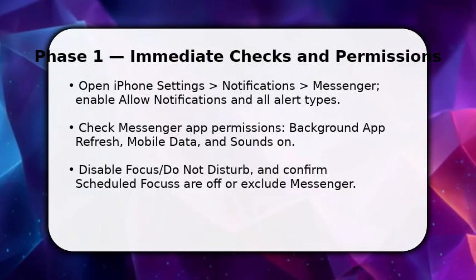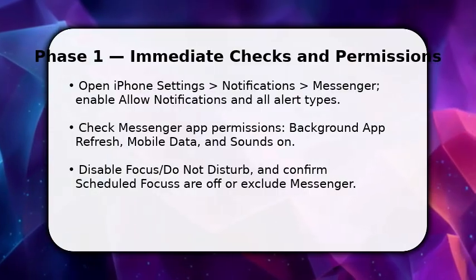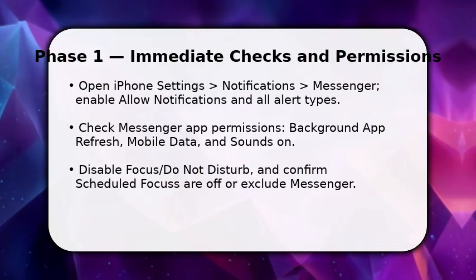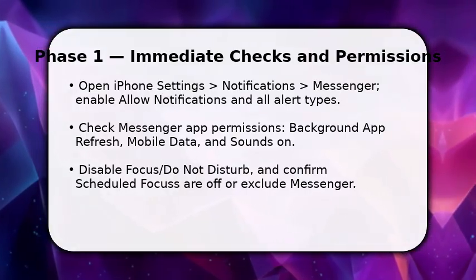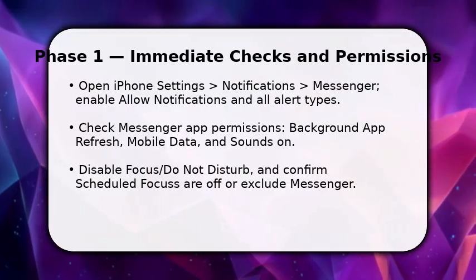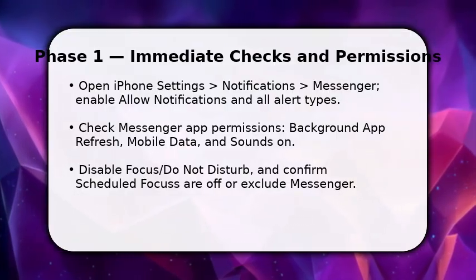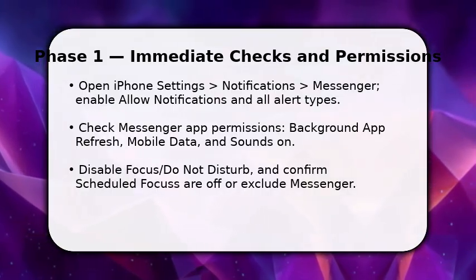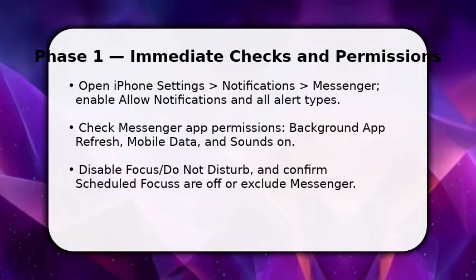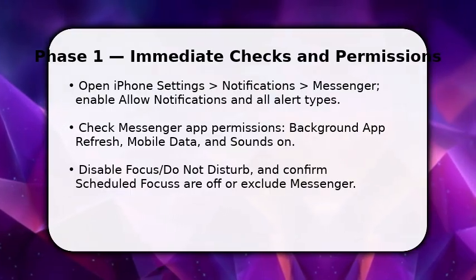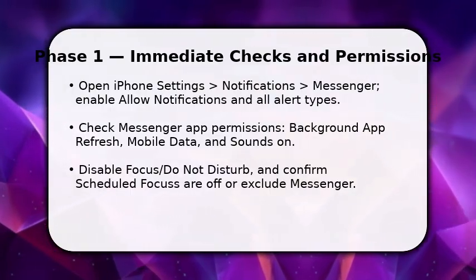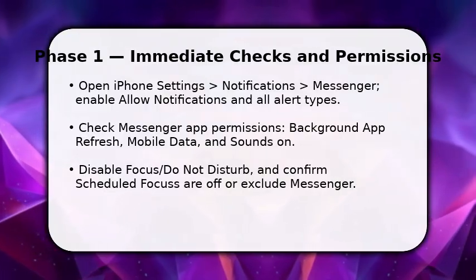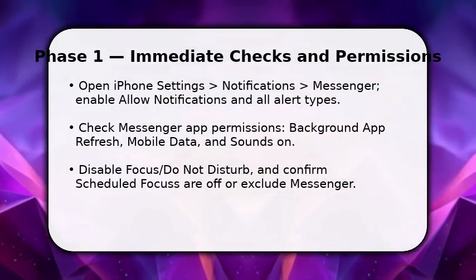Start now by confirming permissions so notifications can arrive. You must open Settings, find Notifications for Messenger, and turn on Allow Notifications and All Alert Types. Once done, make sure background app refresh and mobile data access are enabled for Messenger, because without those the app can't check messages reliably. Also check Focus or Do Not Disturb. If a focus is active, either disable it or add Messenger to allowed apps. This clears the common permission blockers immediately.